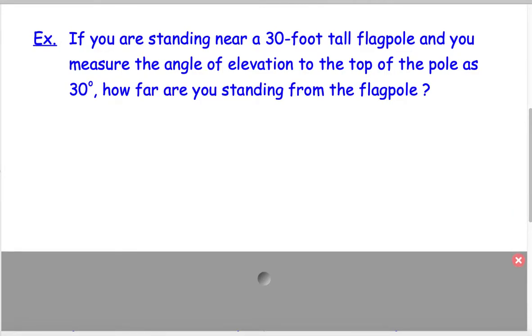You're standing near a 30-foot tall flagpole. So you know how tall the flagpole is. It's exactly 30 feet. You measure the angle of elevation to the top of the pole. Now we're going to disregard the difference between where your eyes are off the ground, and let's just keep this simple. Let's just say your eyes are at ground level when you measure this angle of elevation. So maybe you decide to lay down and use some kind of a surveyor's tool to measure that angle of elevation. How far are you standing from the flagpole?